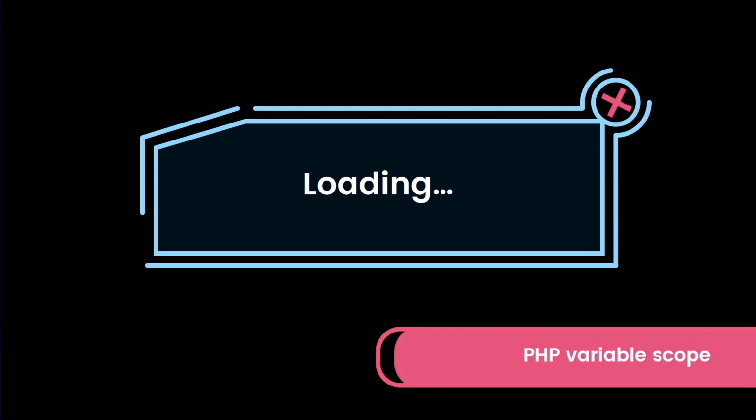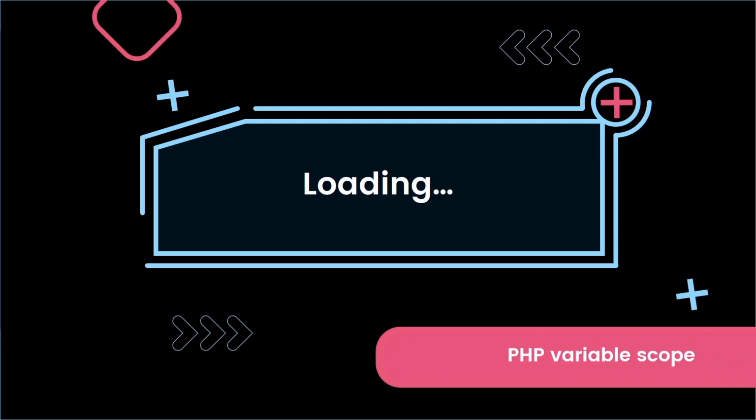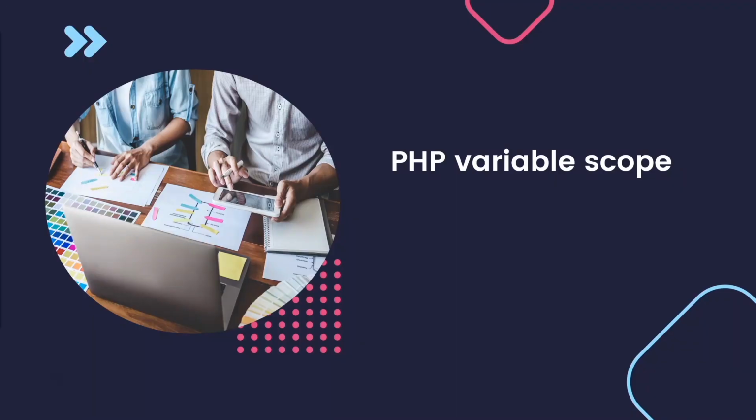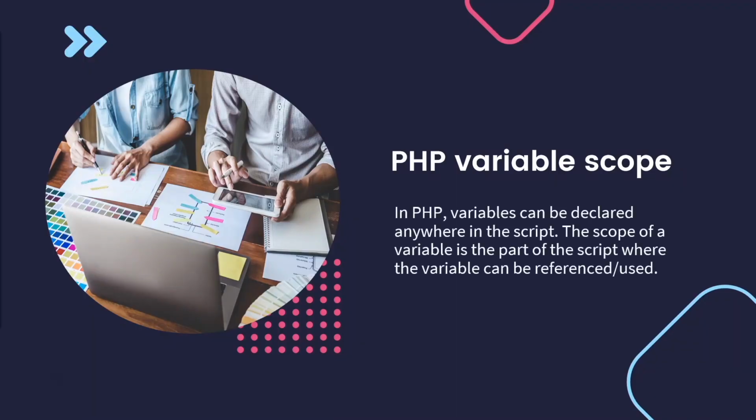Wonderful. Now let's dive right into our very first topic and let's have a look at PHP variable scope in a bit of detail. Now, what exactly is PHP variable scope? Well, by definition in PHP, variables can be declared anywhere within the script, whether it be within a function or in the broader global scope of our document.